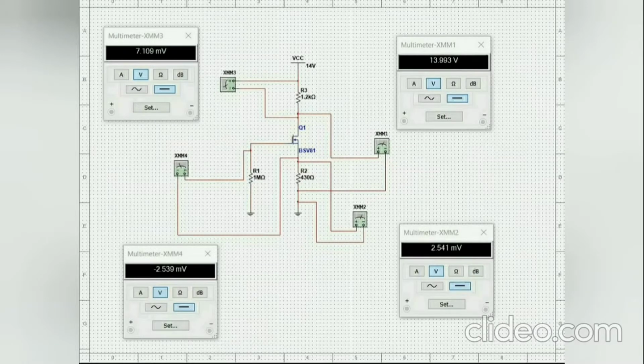This is the simulation result using the Multisim simulation software. The simulation results and the calculation results are different due to a few factors. First, in the simulation, the IDQ value might be different from the calculated IDQ. And secondly, the circuit in this simulation might produce slightly different parameter values from the calculation result.